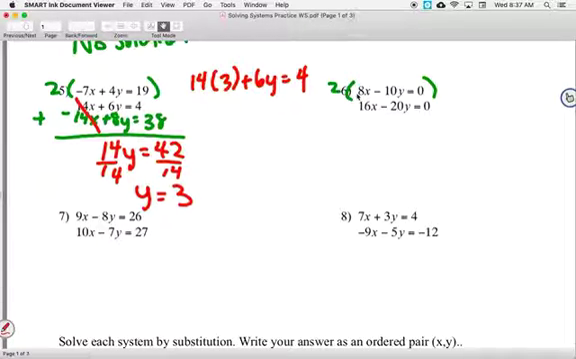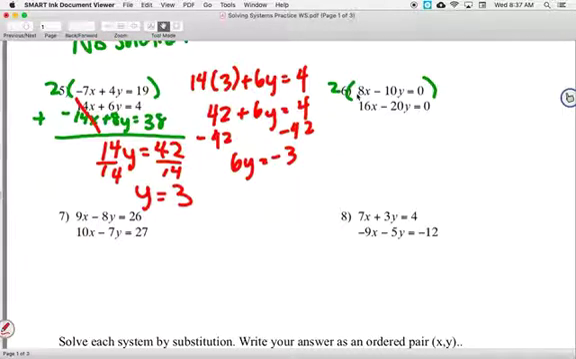14 times 3, we just kind of actually did this. 14 times 3 is 42. 42 plus 6y is equal to 4. Okay, now we're going to subtract 42. So I get 6y is equal to negative 38. Does that make sense? Is that right? I feel like I'm making a mistake. Oh, I plugged it in for x instead of y, right? So there was my mistake.